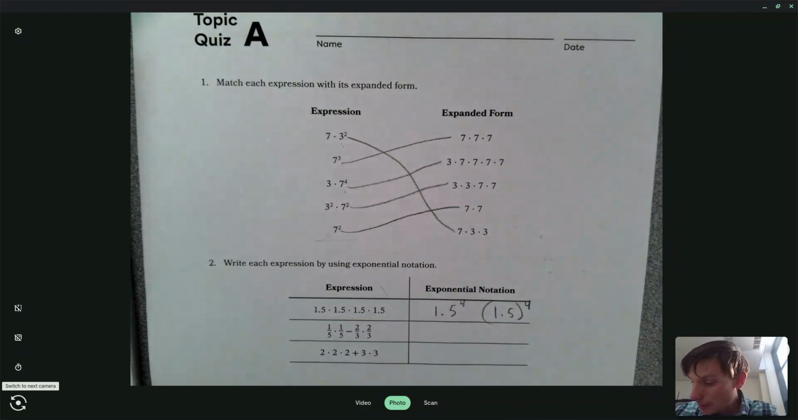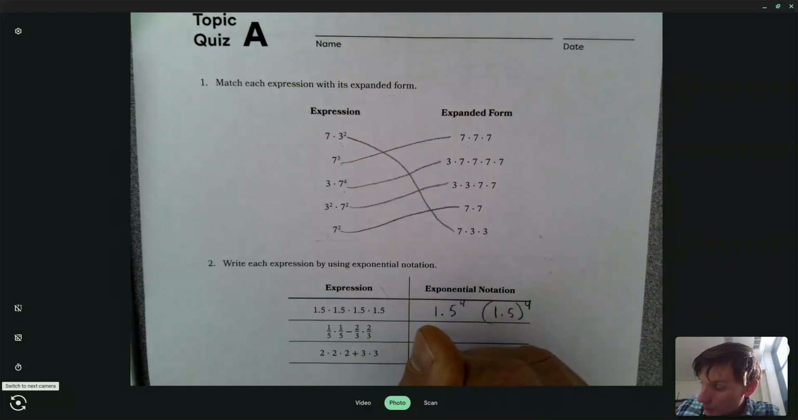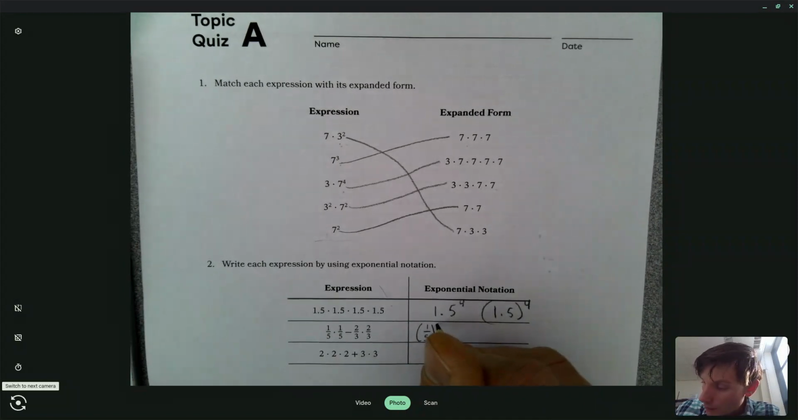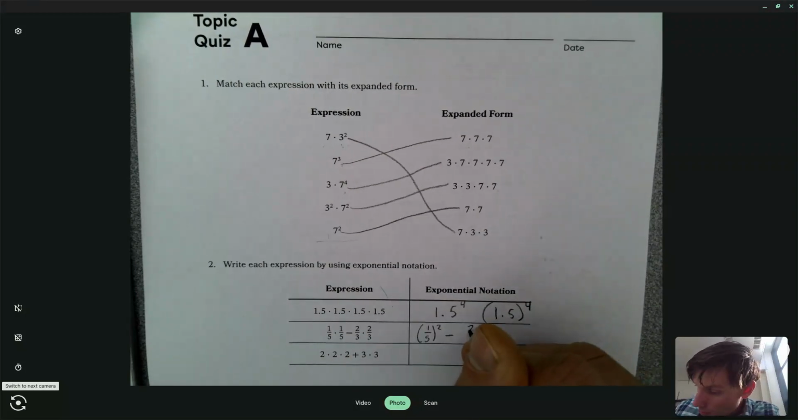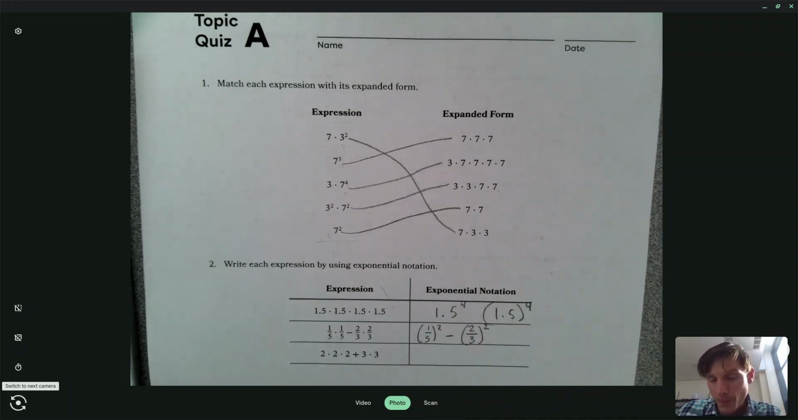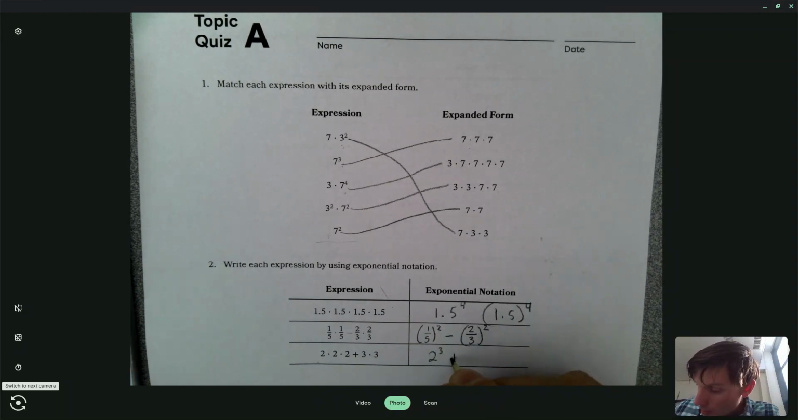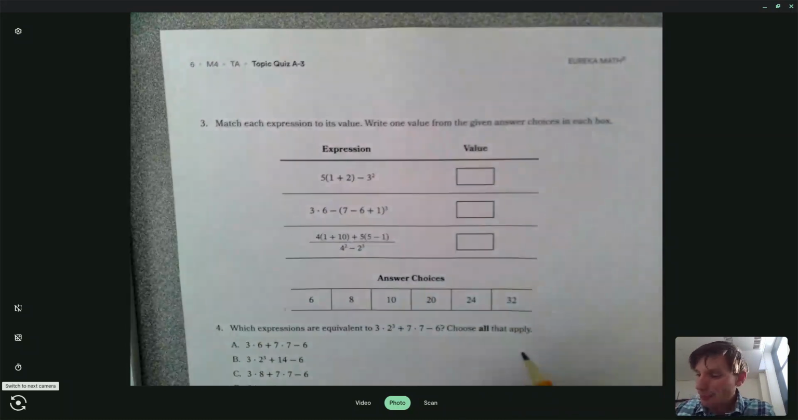Okay. All right. This one we have 1/5 times 1/5 minus 2/3 times 2/3. So we're saying 1/5. Since it is a fraction, I'm going to put that in parentheses to make that clearer. 1/5 squared minus 2/3 squared. Again, because 2/3 times 2/3 is 2/3 squared. 2 times 2 times 2 plus 3 times 3. So we have 2 to the third, or 2 cubed, plus 3 squared. Okay. Got that. Moving on. And the back.